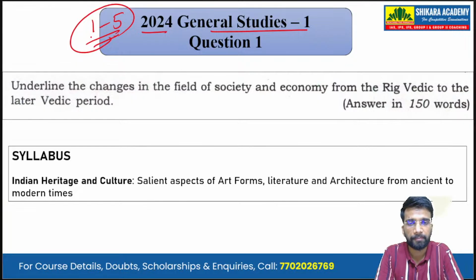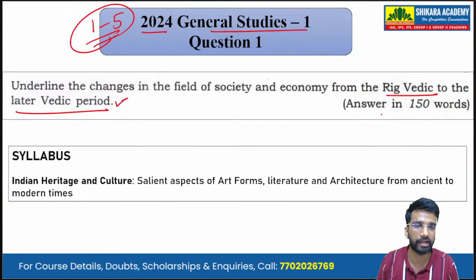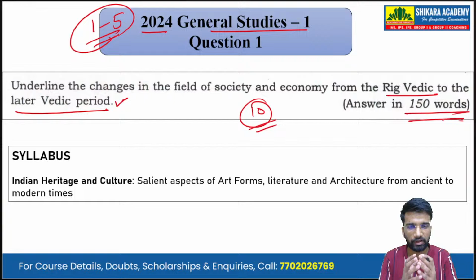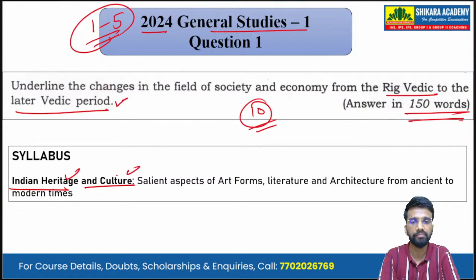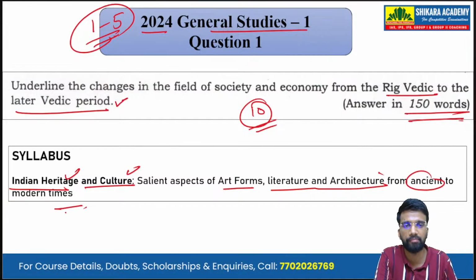Now, starting with question number 1. Underline the changes in the field of society and economy from the Rig Vedic to the later Vedic period. It is a 10-mark question that we have to answer in 150 words. Now, mapping it with the syllabus, we can see that it has been asked from the subject of Indian heritage and culture, and it covers the salient aspects of art forms, literature, architecture from ancient to modern times.